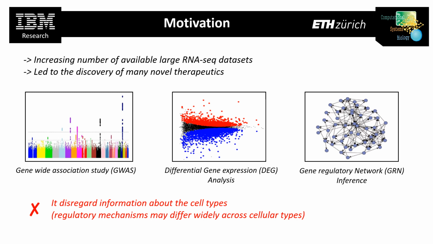But all these methods have a major drawback: they disregard information about the cell types. The problem is that usually these datasets come from bulk data which contains several cell types, so it's really hard to extract this information from the data. And the regulatory mechanisms across cell types might differ widely.